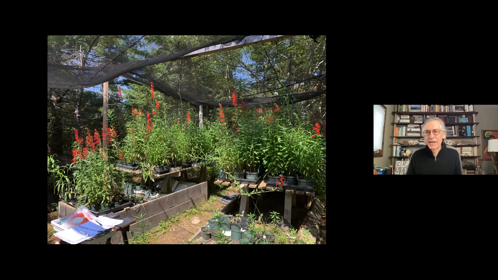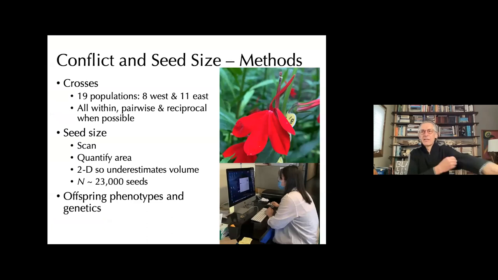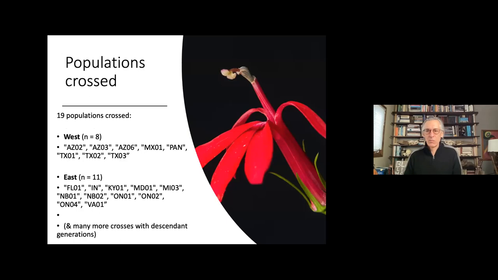And then after we do crosses, we measure the seeds. So currently we have 19 populations with crosses made and seeds measured, 8 west, 11 east. We've done all the within, all the pairwise, and all the reciprocal when possible. Seed size is determined by scanning because these are very small seeds. We quantify the area. And so far we've done this for about 23,000 seeds. So these are the populations crossed. We have 8 west and 11 east in this case, and we have many more descendant generations.